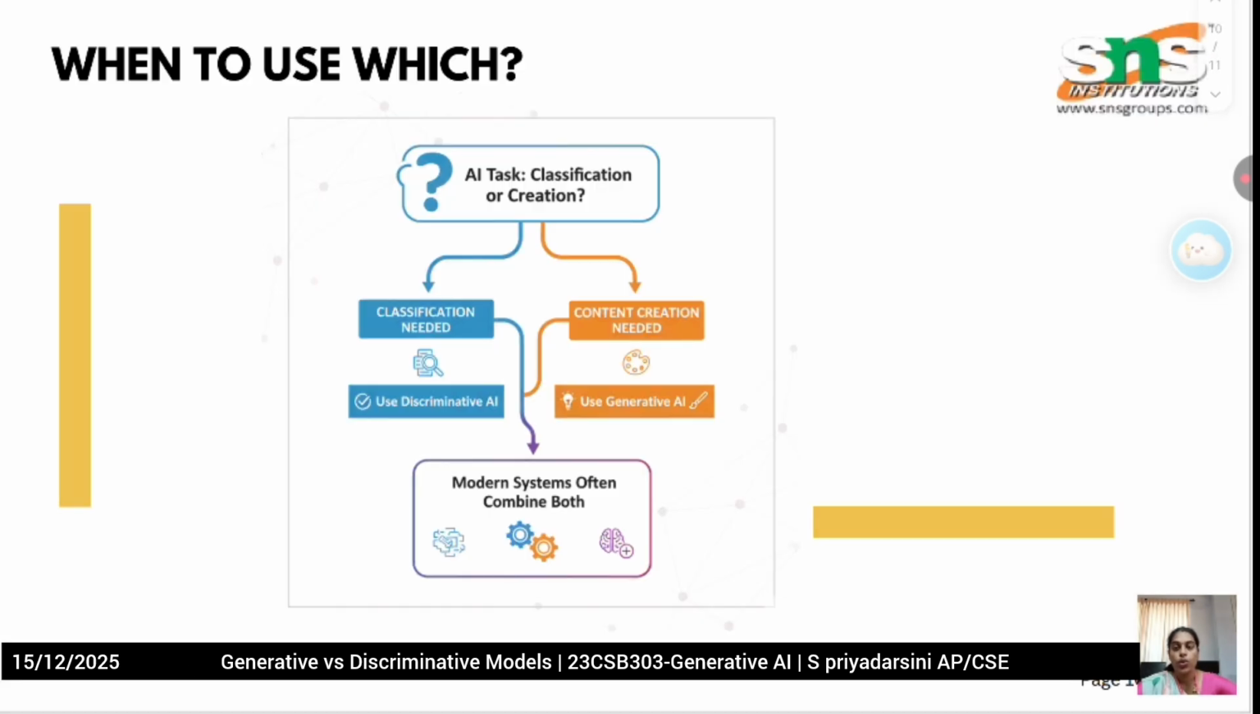And when to use which? The key question we have is when to use which model. Use a discriminative model when the task is classification and prediction, and accuracy and efficiency are priorities. We use a generative model when data generation is required, and creativity, simulation, and personalization are needed. In many real-world applications, both models are used together to build intelligent systems.